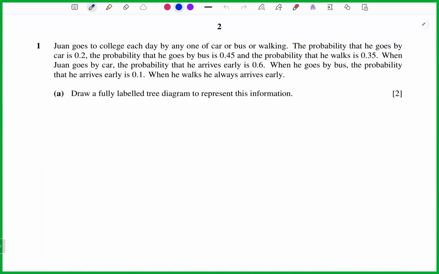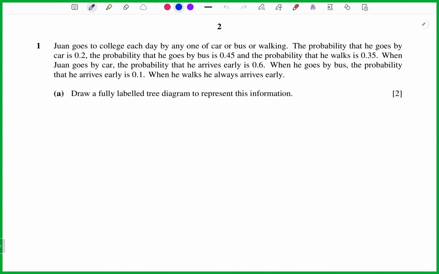Jones goes to the college each day by any one of car, bus or walking. The probability that he goes by car is 0.2. The probability that he goes by bus is 0.45. And the probability that he walks is 0.35. When Jones goes by car, the probability that he arrives early is 0.6. When he goes by bus, the probability he arrives early is 0.1. When he walks, he always arrives early. Draw a fully labeled tree diagram to represent this information.